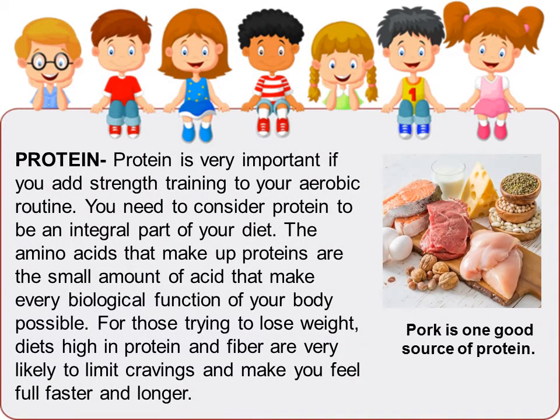Next, we have the protein. Protein is very important if you add strength training to your aerobic routine. You need to consider protein to be an integral part of your diet. The amino acids that make up proteins are the small acids that make every biological function of your body possible. For those trying to lose weight, diets high in protein and fiber are very likely to limit cravings and make you feel full faster and longer. Pork is one good source of protein.